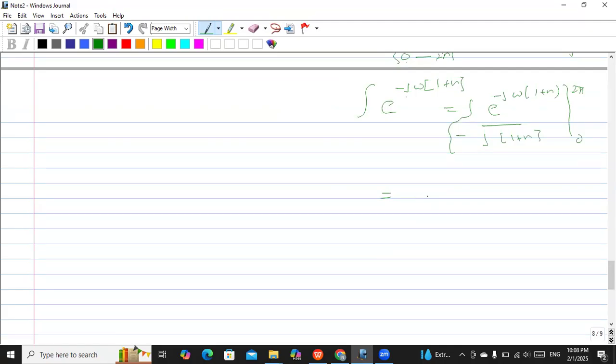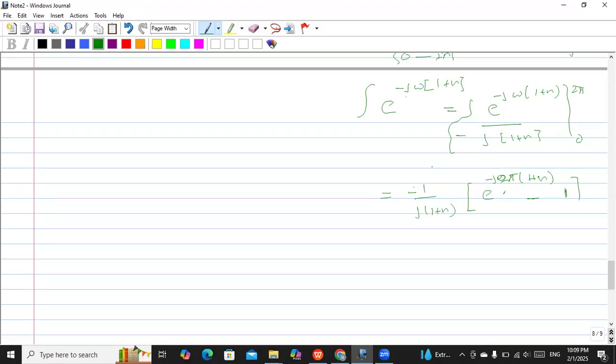Then once you apply 0, minus j 1 plus n is a constant, and if you apply 2π, it will be e to the power minus j 2π 1 plus n, minus e to the power 0, so it will be 1. This 0 should be applied to omega, so it will be e to the power 0. And I hope this will be 1.